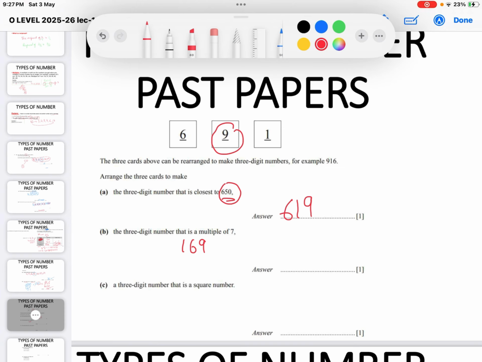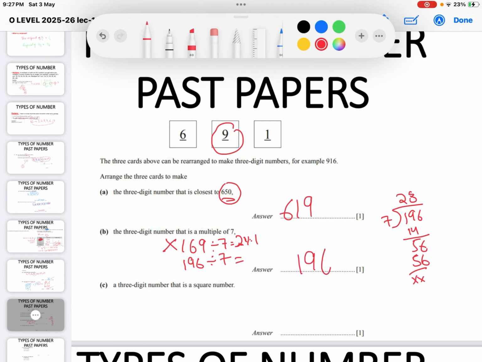So 169 divided by 7. If I divide by 7, I will get a decimal. It will not be divisible. So this means 169 is not the number. Now 196. If we divide 196 by 7, what will we get? 7 into 196. 7 ones are 7, 7 twos are 14. We have 5 and 6. 7 eights are 56. So that's what we got. So the answer is 196, because this is a 3-digit number that is a multiple of 7.